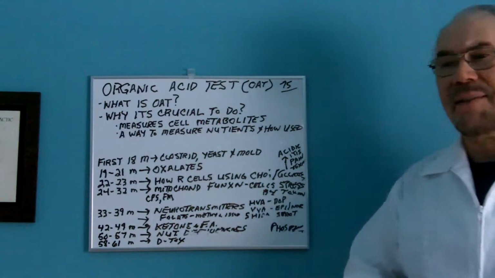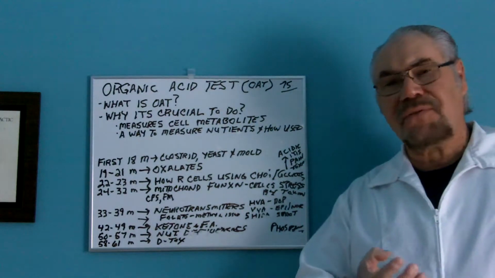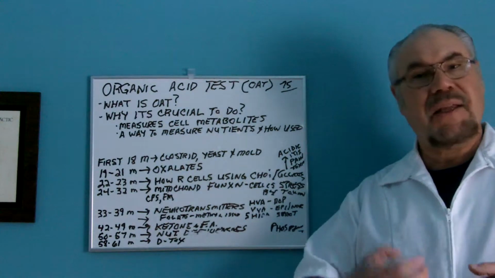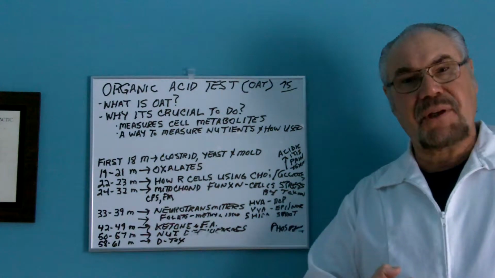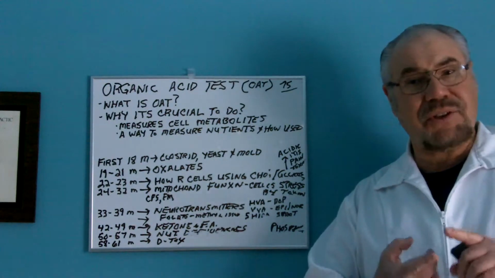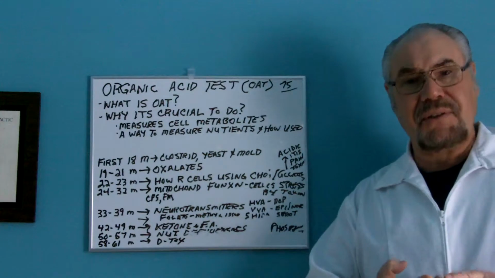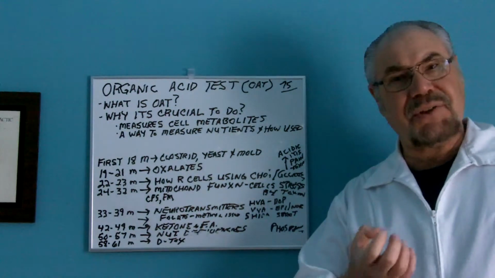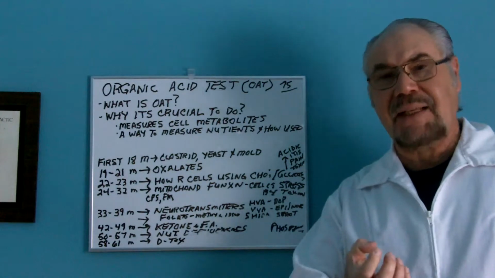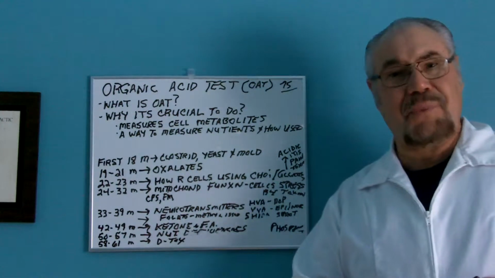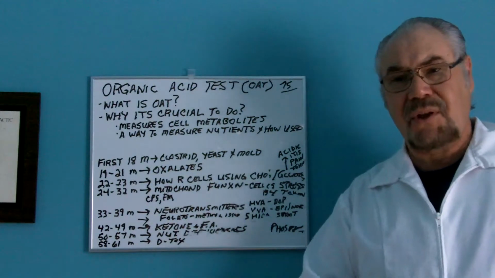All right, then markers 19 through 21, we're going to be measuring oxalates. What are oxalates? Oxalates are found in our food. Are we breaking them down properly? Are they accumulating? We can measure this through the organic acid test. The thing about oxalates is they cause kidney stones. 80% of kidney stones are calcium oxalate. They make these crystals that are sharp as glass. Okay, and it's very painful, of course, to pass these stones.